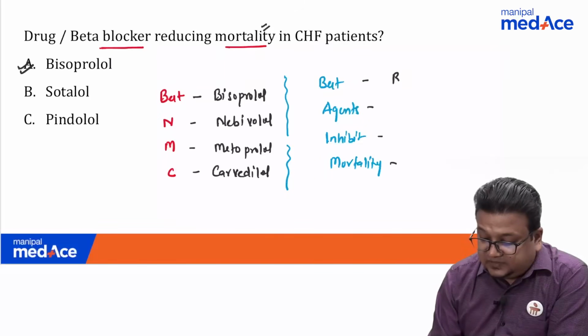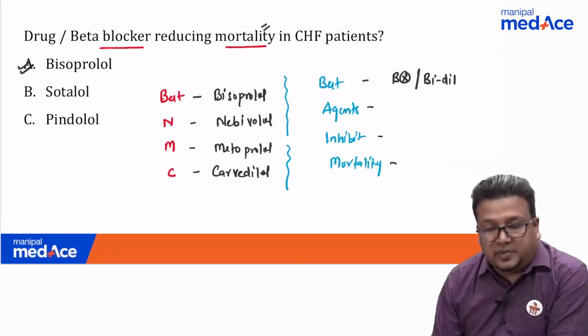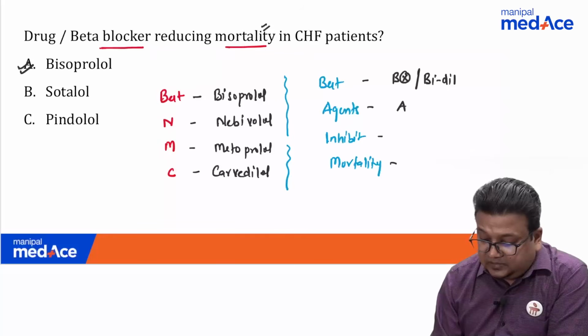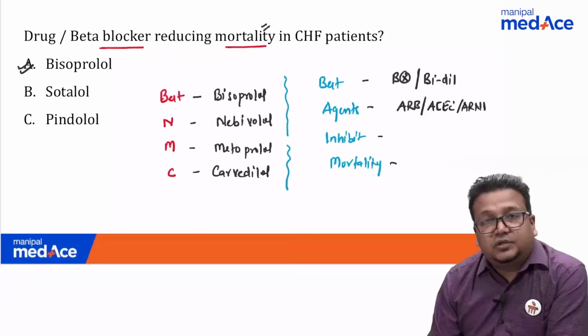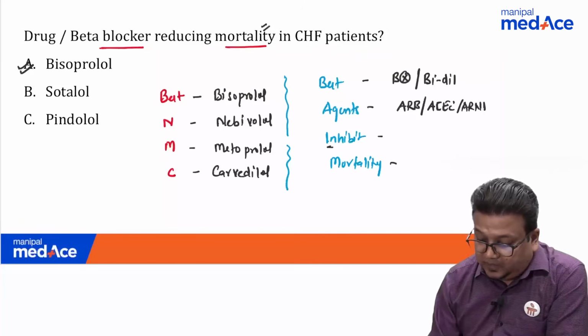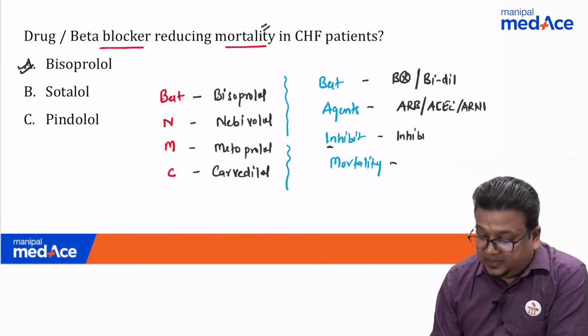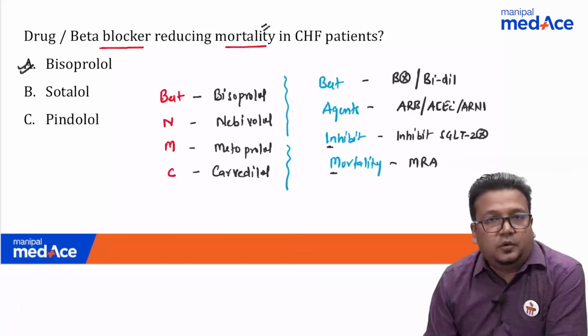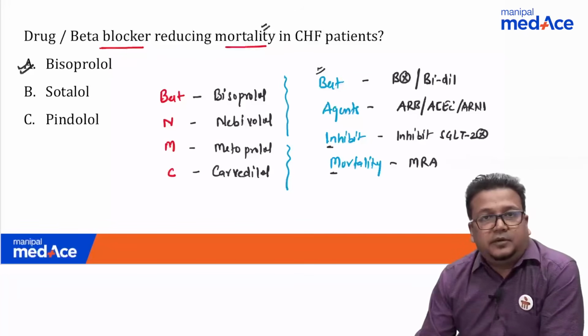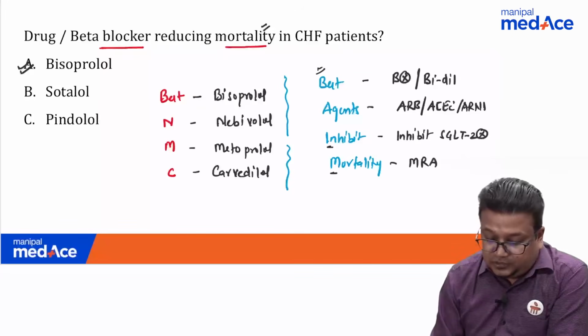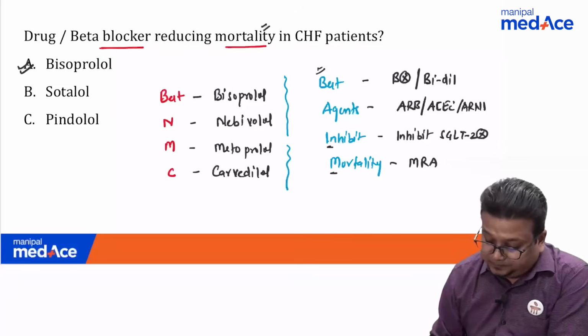We have beta blockers with B. With B, we also have a combination of hydralazine with nitrates known as BiDil. Agents are all the drugs which inhibit the RAS system, that is the ACE inhibitor, ARB, and the ARNI, which is a combination of sacubitril valsartan. Inhibit are the drugs that inhibit the SGLT2, all the gliflozins, and M is the mineralocorticoid receptor antagonist or spironolactone. So these are all the drugs that reduce mortality in CHF, and the answer to this particular question is bisoprolol. How to remember? BEST NMC.